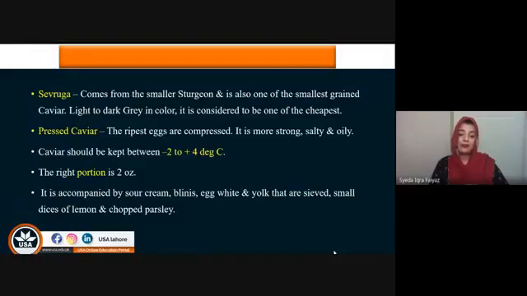So how can you store caviar? Caviar should be kept between -2 to +4 degrees Celsius. So you can see this is the temperature in which the storage of the caviar is safe. The right portion is 2 oz per person. It is accompanied by sour cream, blinis, egg white and yolk that is sieved, small dices of lemon, and chopped parsley. So these are the condiments that go with the caviar to enhance its taste and its palatability.